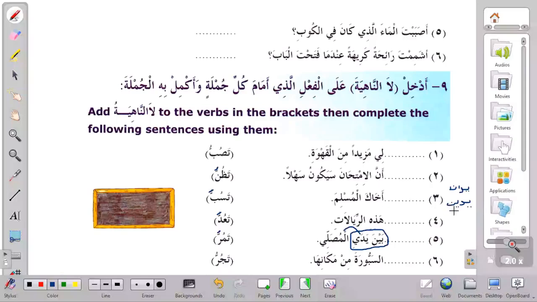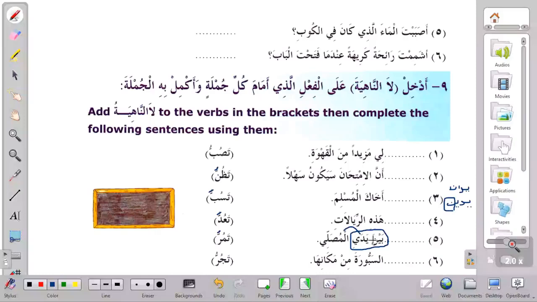When a dual noun is mudaf, the noon will have to drop. So if I want to say the 2 pens of Muhammad, I'll say kalama Muhammadin. I will not say kalamani Muhammadin. That's not correct. The noon will have to drop. Is that clear? When a dual noun is mudaf, the noon will drop.